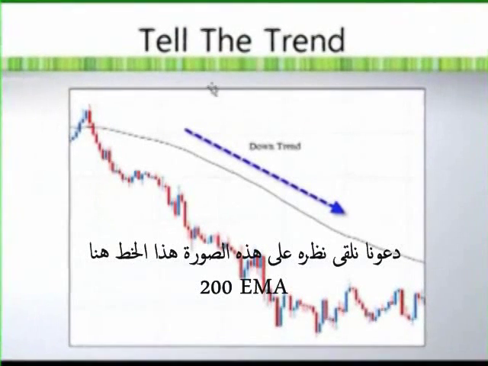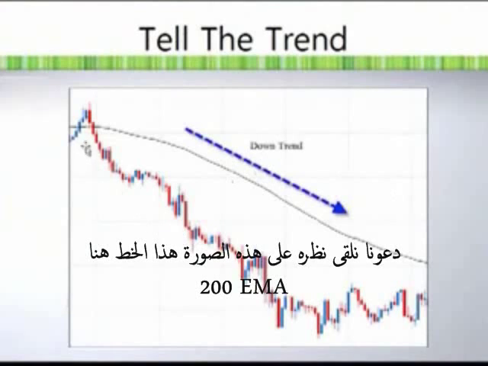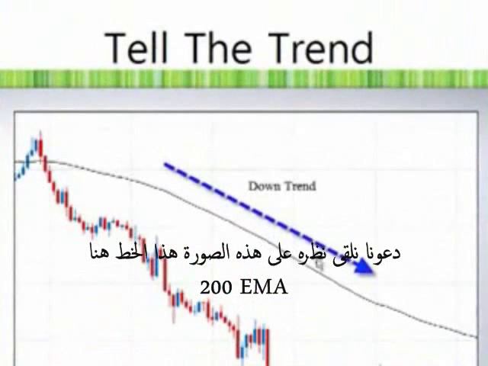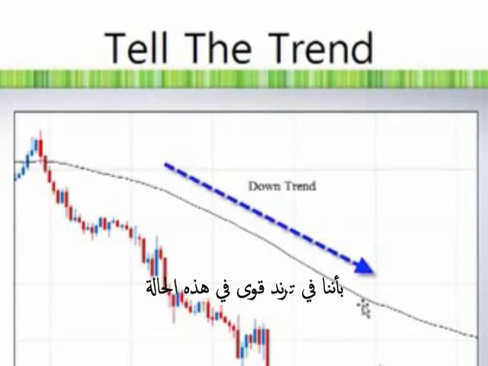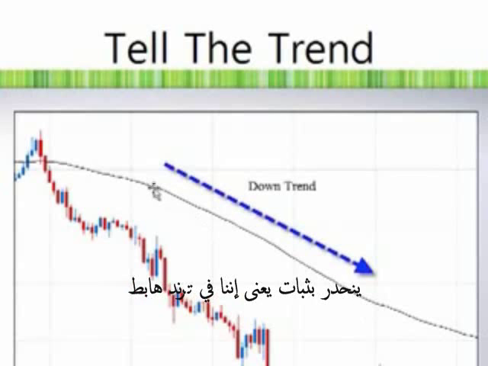So let's take a look at this picture here. You can see this black line here is the 200 EMA. When the 200 EMA is sloping with a good angle in a particular direction, it is telling you that it's in a strong trend. In this case, you can see it's sloping downwards in a steep gradient. So basically, it's in a strong downtrend.